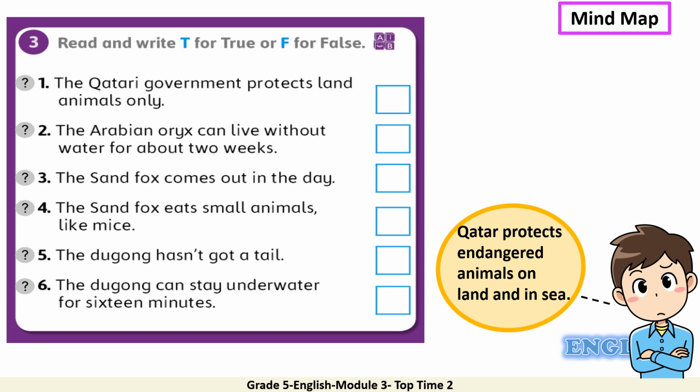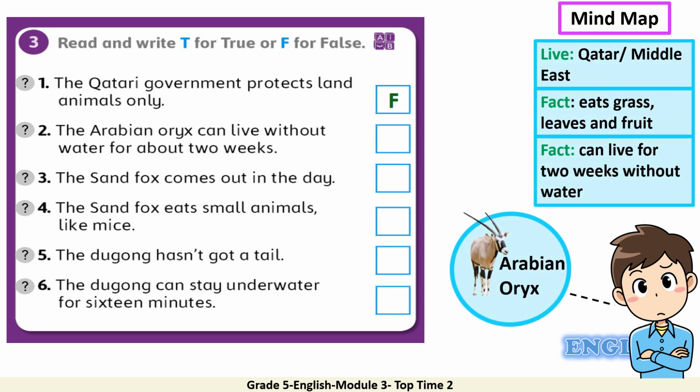Now we are going to use our mind map to answer activity 3. Let's answer the first sentence together. 1. The Qatari government protects land animals only. The answer is false. It's written here, Qatar protects endangered animals on land and in sea. 2. The Arabian oryx can live without water for about 2 weeks. The answer is true. Well done.